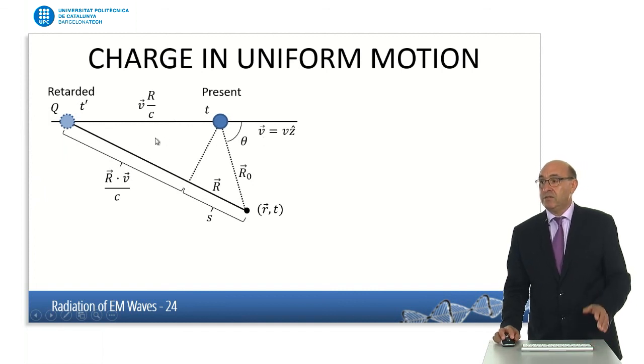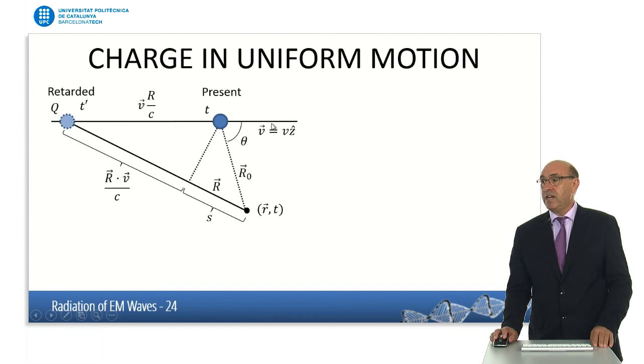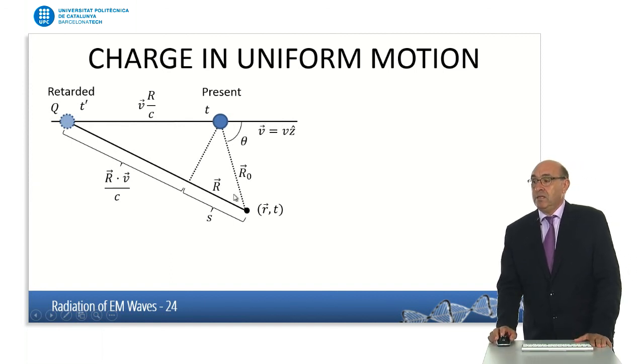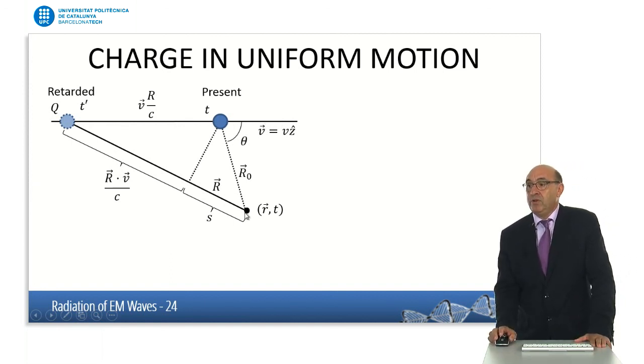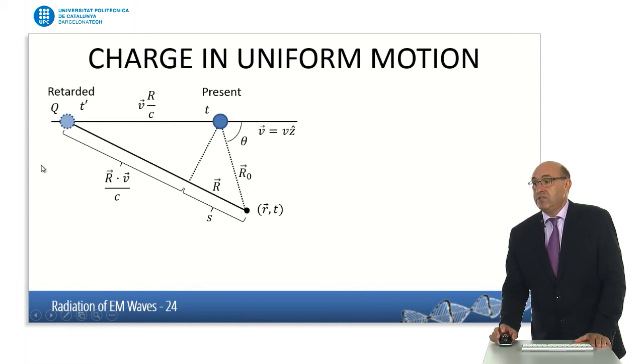In this case, let's denote this axis as c. So we say that the velocity is just a vector along the c-axis. The observer here will sense a field produced by this charge that will have to travel this path, this distance r. So this is just r. And it will travel along this path at the speed of light.